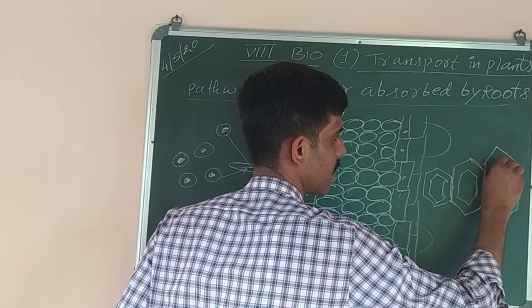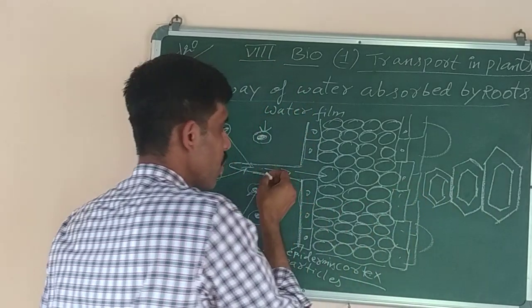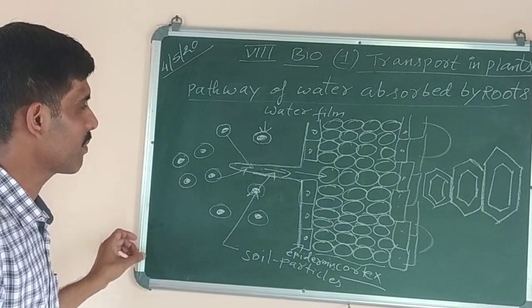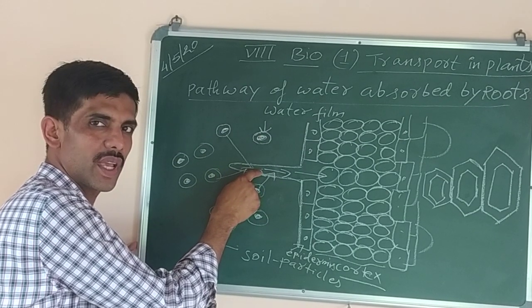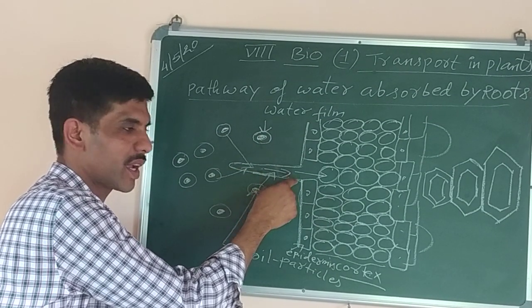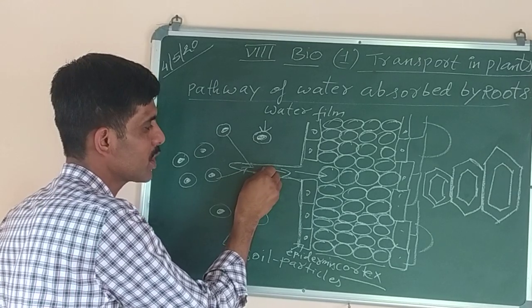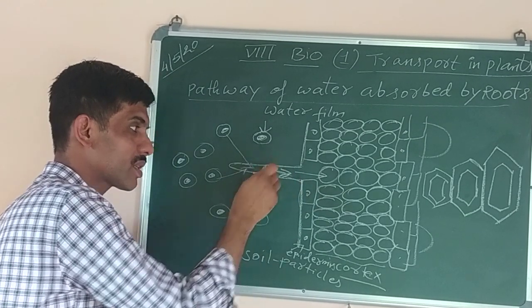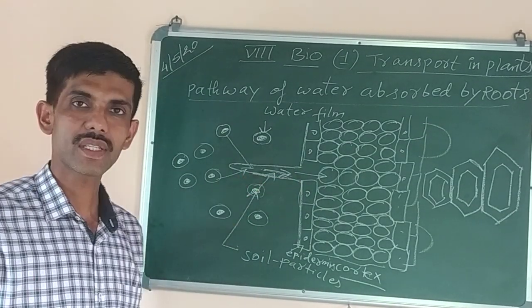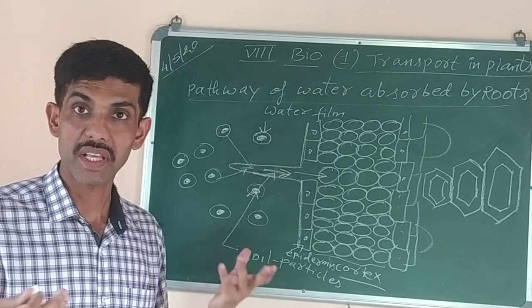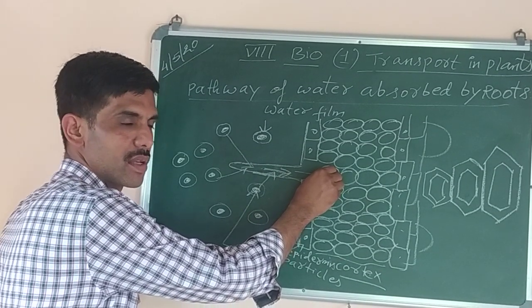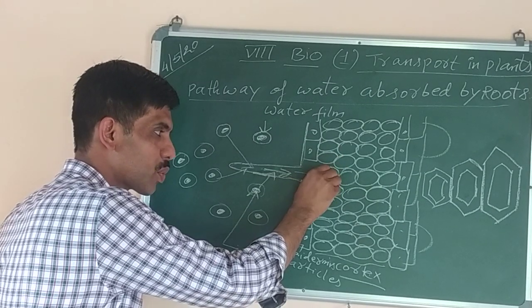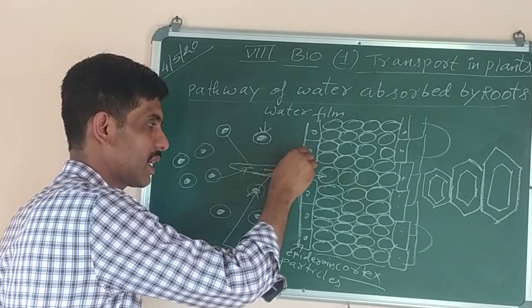Can you see the diagram? Now, when the water molecules are absorbed from the soil particles, it enters into the root hair. This is the root hair, an elongation of epidermal cell. Now these water molecules move because the epidermal cell or the root hair cell has higher concentration of water as compared to the cortical cell. Because there is less water in the cortical cells, here there is more water.